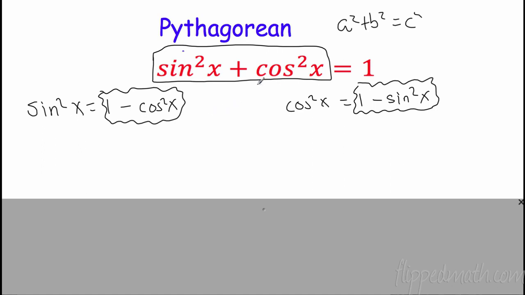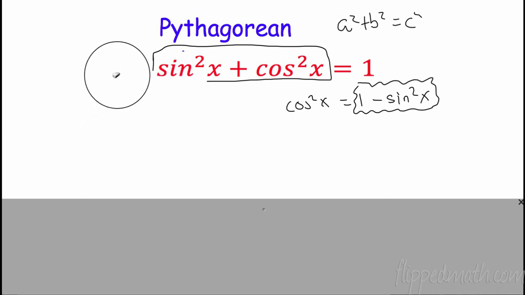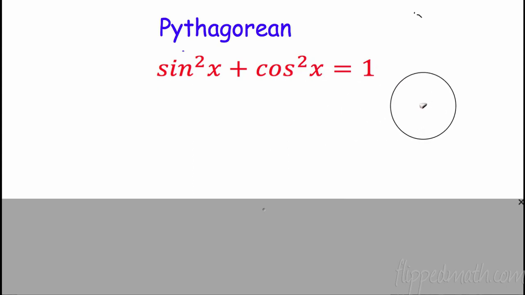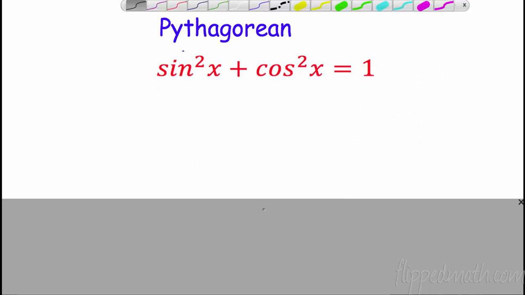The first thing is, watch this. We have two more identities. Now, I'm going to give them to you. A lot of teachers don't give these to you. They think, oh, well, they can derive these formulas all the time. All right? They don't need to memorize them. Well, what's the point? All right? Let's derive them right now.